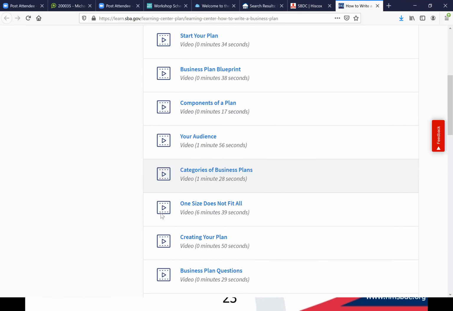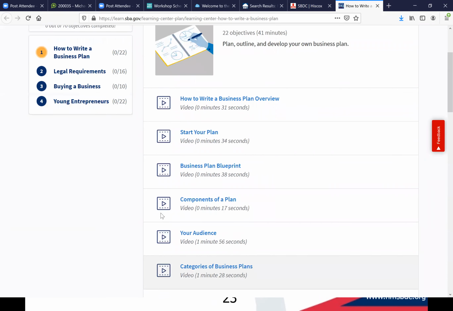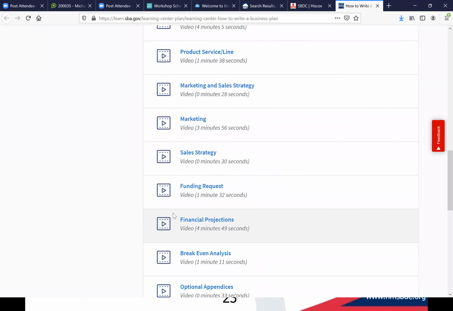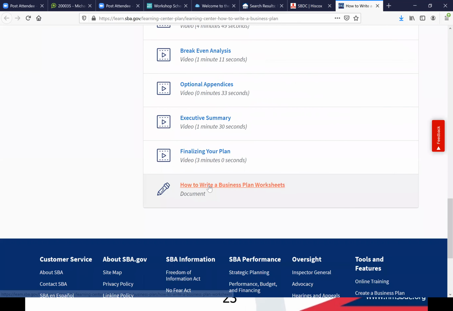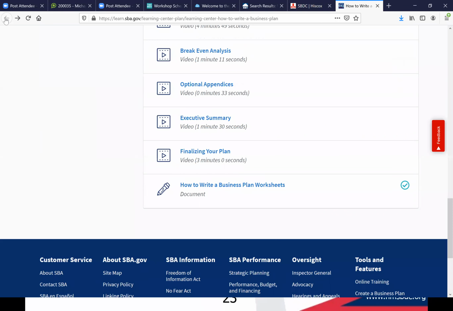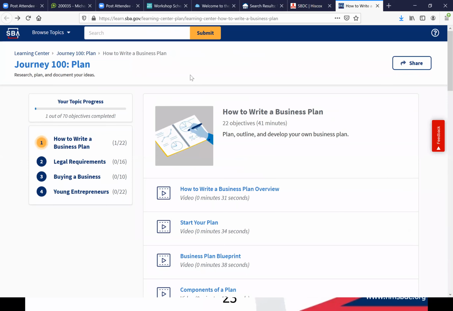I actually took this as part of my professional development plan. It took me about an hour and a half. It says it's going to take you 45 minutes, 41 minutes. I don't think so. And then they have the worksheets for the business plan that give you an example of a balance sheet, a cash flow, how to write a business plan checklist, an income statement. Take this course. It's free. It's fun. It's interactive. It's not boring. And it's offered to you as a great resource for free by the SBA.